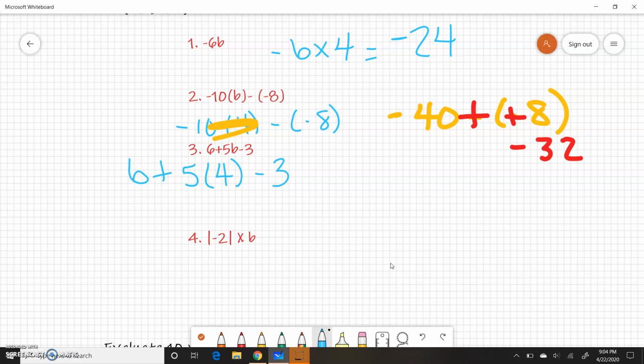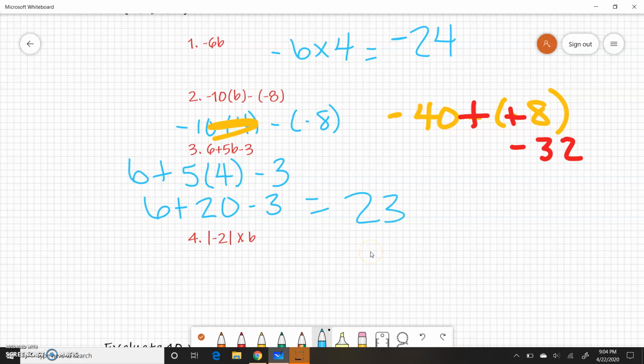Again, you follow the order of operations when you solve this. The first thing I'm going to do is my multiplication, which is 5 times 4. They're both positive, so that just gives me 20. 6 plus 20 minus 3. 6 plus 20 gives me 26, minus 3 gives me 23.